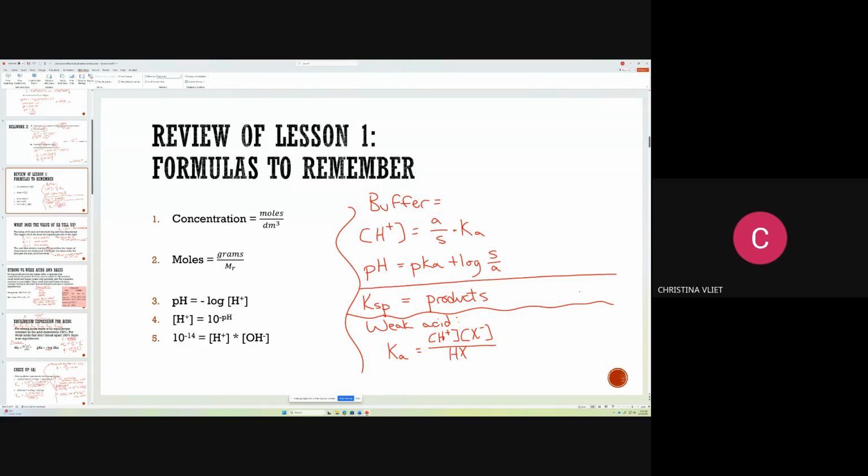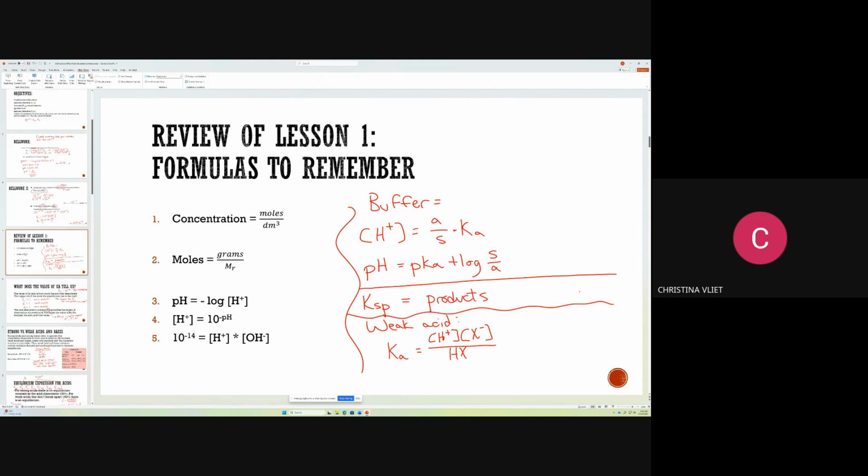Review. I did put a little bit of Unit 6 in there, just because there were some acid-base topics in there. But most of it is Unit 1 for today. So what we're going to do is we're going to go over.